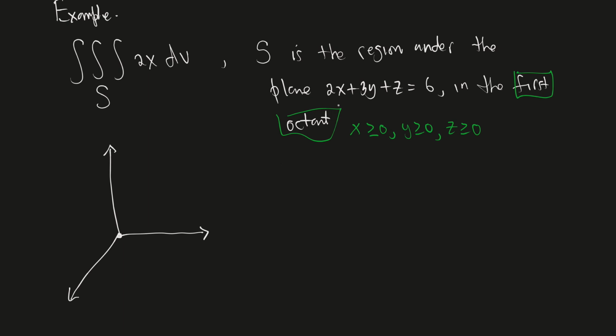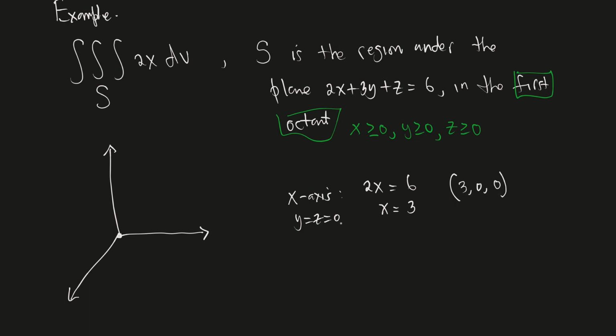So using intercepts, let's figure out what the standard coordinate axes intercepts are for this plane. So on the x-axis, what do we know? Think about that. What do we know about what happens on the x-axis? Well, y and z are 0. So the equation becomes 2x equals 6. So x equals 3. So this plane intersects the x-axis at the point (3, 0, 0).